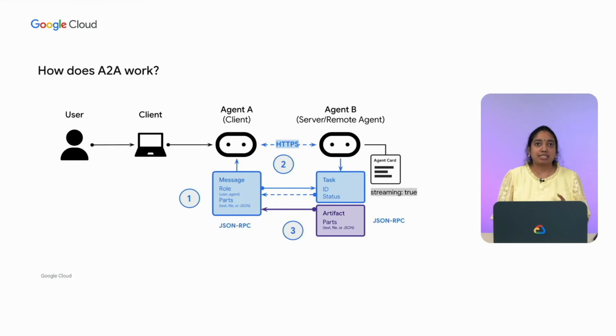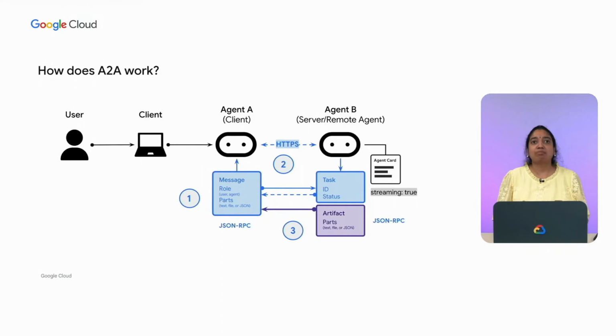A critical concept here is that the client and remote agent are just roles, not fixed identities. The system is designed for collaboration. For example, if agent B needs extra data to fulfill a request, it can switch roles and act as a client to call a third agent. But before any interaction happens, we need discovery.